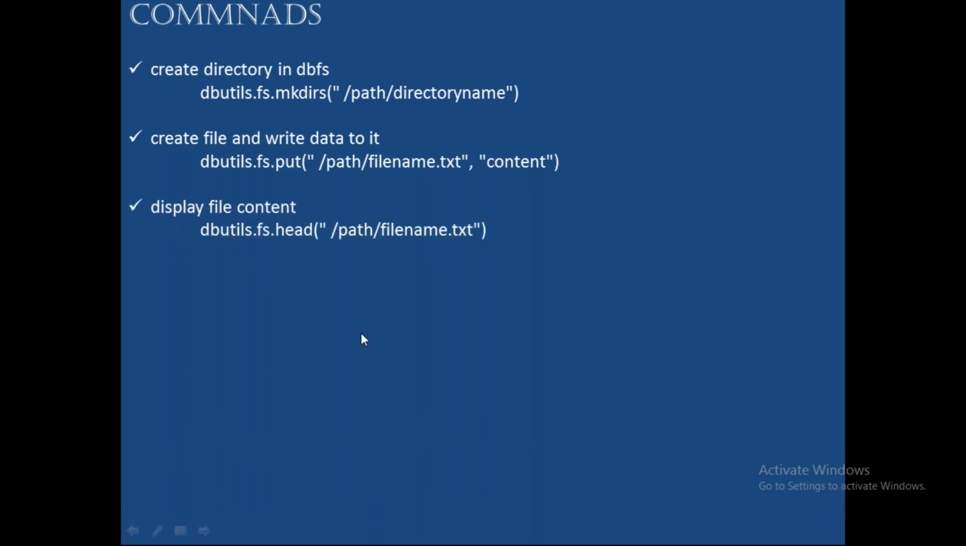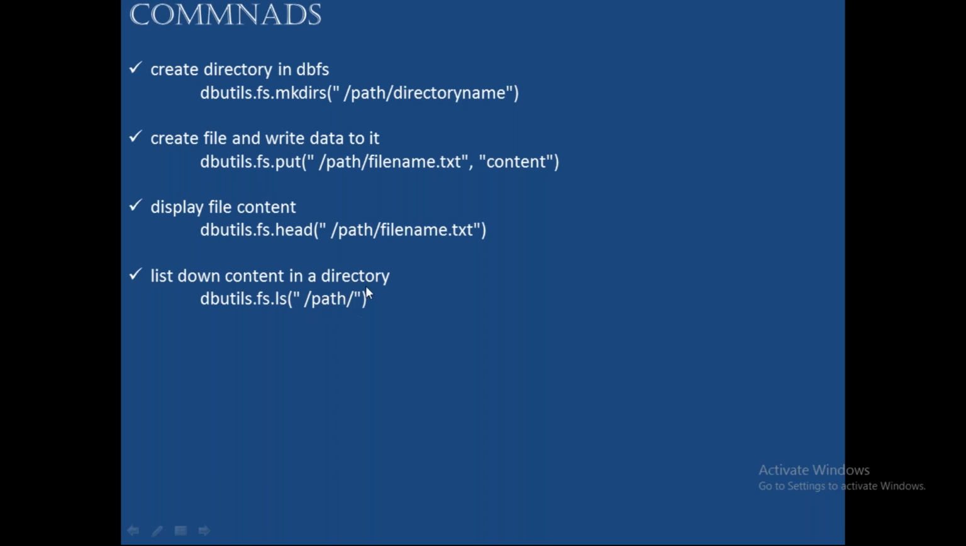Next, display file content. Suppose you want to display file content, you can say dbutils.fs.head. So what will this head do? It will display the entire data which you have in this particular file.